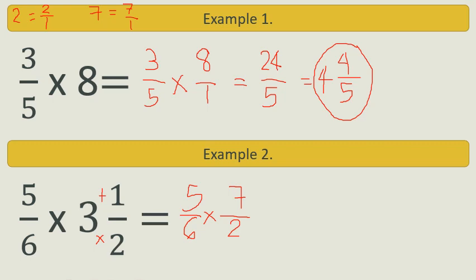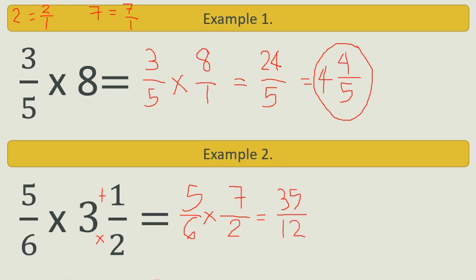Ngayon, i-multiply na natin siya. Tingnan muna natin kung may common factors. Yung 5 and 2 po ba may common factors? Wala. Yung 7 and 6 po may common factors? Wala din po. So, direct multiply na natin siya. So, 5 times 7 is 35. Then, 6 times 2 is 12.